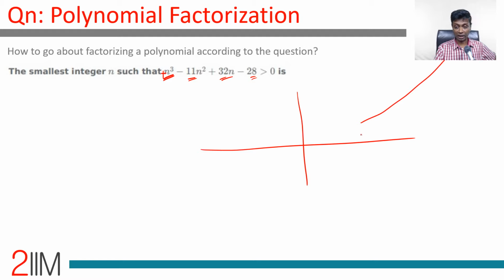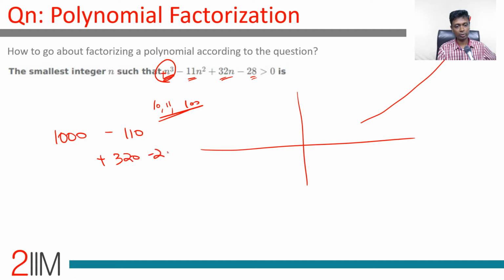If I manage to draw a graph of this, maybe after 10 or 11 or 100 or whatever, my top power will dominate. The value of n cube will be so much higher than the value of n square or n that this will effectively be based on what n cube is and not what n square and n are. So that point of it being utterly dominant will happen at a reasonably small value. So what I will do, if I'm not taking an algebraic approach, I would plug in n equal to 10 and see if it works. n equal to 10, this is 1000 minus 1100 plus 320 minus 28. 10 works.